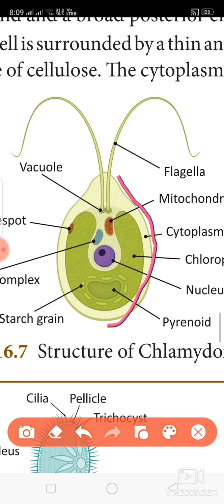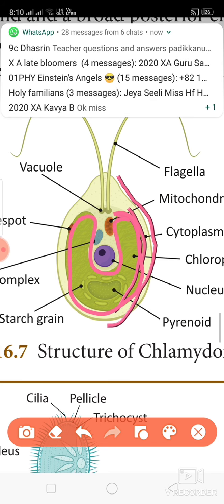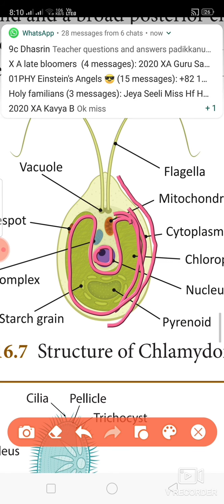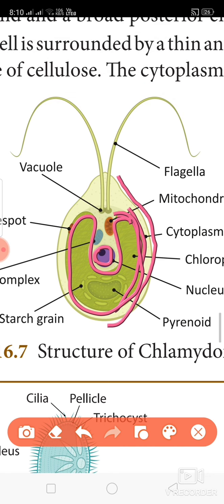The cytoplasm is seen in between the cell membrane and the chloroplast. What do you mean by chloroplast? This is the chloroplast and this is the cytoplasm. The light green color shown in your figure is cytoplasm. The cell contains a large dark nucleus lying inside the cavity of the cup-shaped chloroplast. This is the cup-shaped chloroplast and this is the nucleus, which is inside the cup-shaped chloroplast.